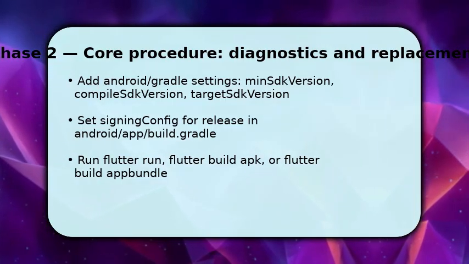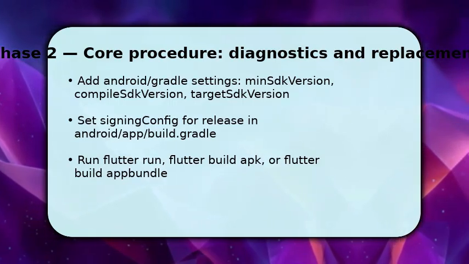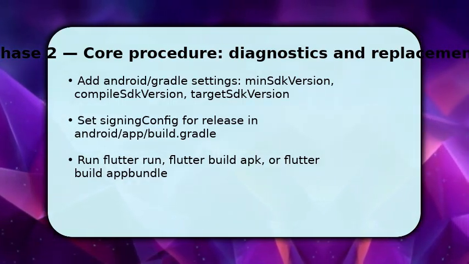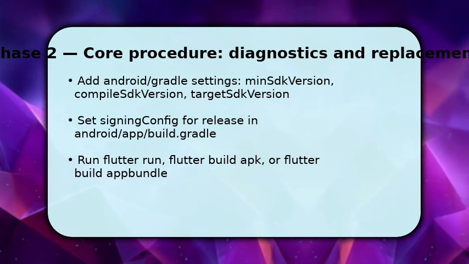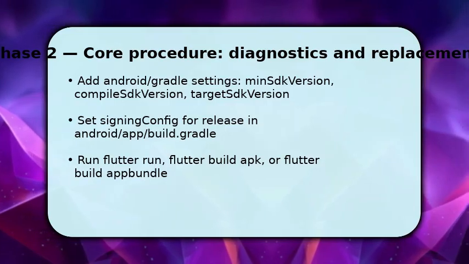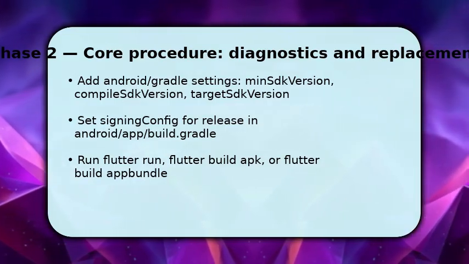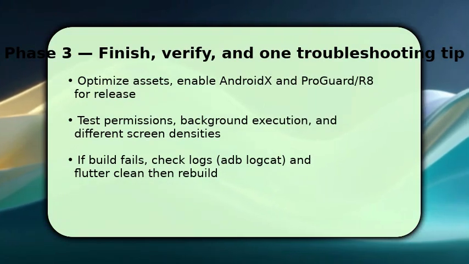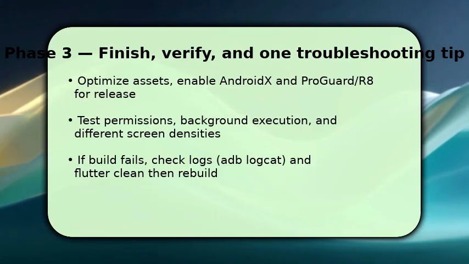Configure signing config for debug and release, and add google-services.json if using Firebase. Use flutter run for quick iteration, then flutter build apk or flutter build appbundle for release artifacts. Make sure to test on both emulator and physical device to catch runtime issues. You finish by producing release builds and verifying behavior across devices.